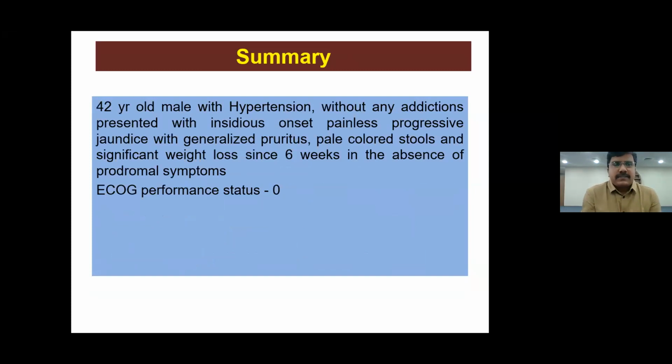To summarize my case, this is a 42-year-old male with comorbidity of hypertension, without any addictions, who presented with insidious onset, painless, progressive jaundice with generalized pruritus, pale colored stools, and significant weight loss since 6 weeks, in the absence of prodromal symptoms, with ECOG performance status of 0, sir.